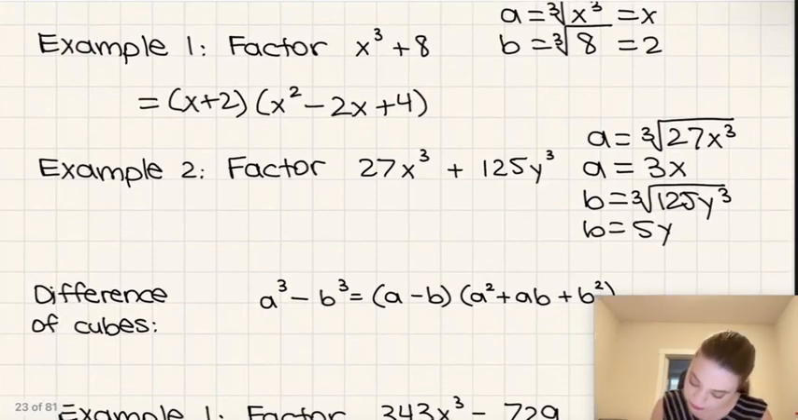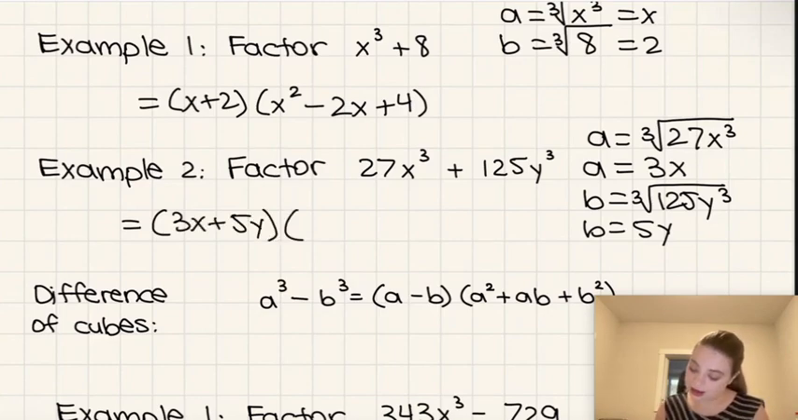Okay, so first we have a plus b, which is just going to be 3x plus 5y. Then we have a squared, which is going to be 9x squared. Don't forget that when we're squaring the 3x, we don't just square the x, we also square the 3, right? Hence why we're getting 9x squared rather than 3x squared. It's a common mistake I see all the time, so I did want to point that out.